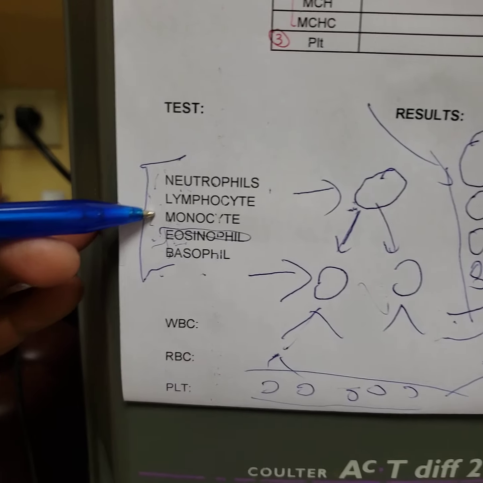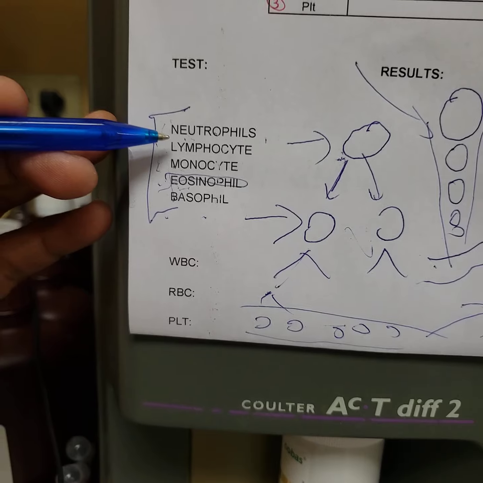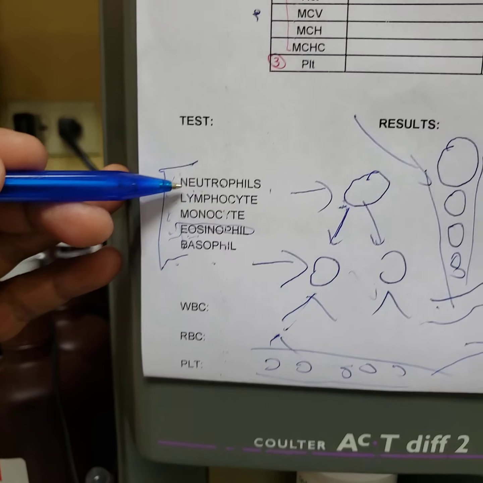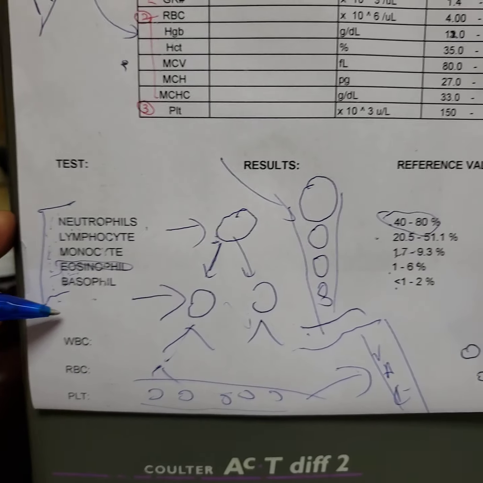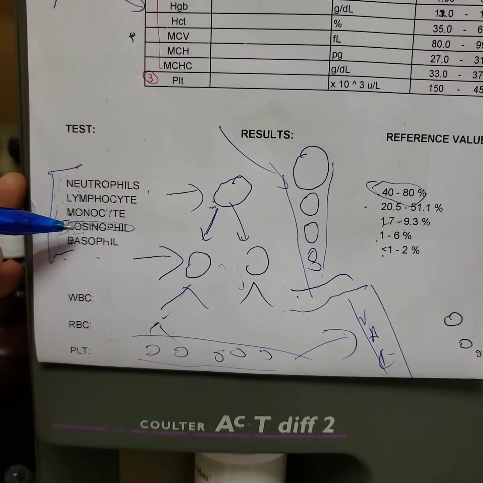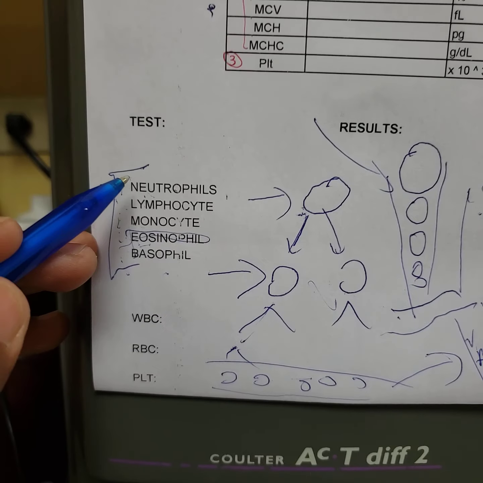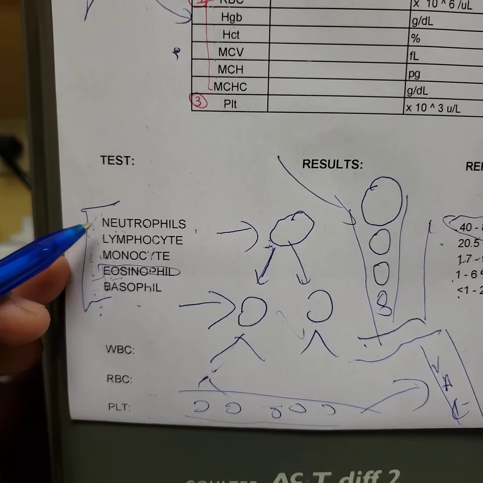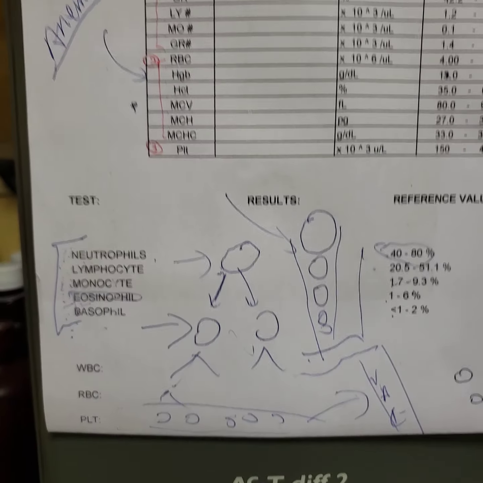Together, these neutrophils, lymphocyte, monocyte, eosinophils, and basophils, we use a way to remember them: never let monkeys eat bananas. So in case anybody asks you what is the order of white cells from highest to lowest, you can tell them, never let monkeys eat bananas, which is neutrophils, lymphocyte, monocyte, eosinophils, and basophils.